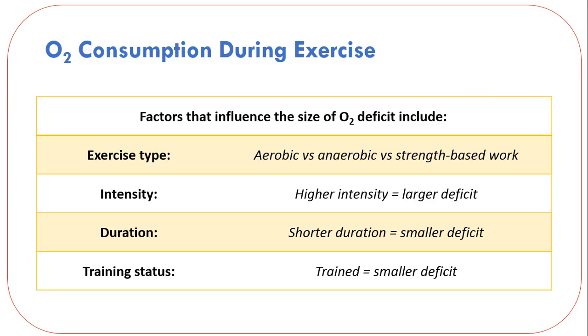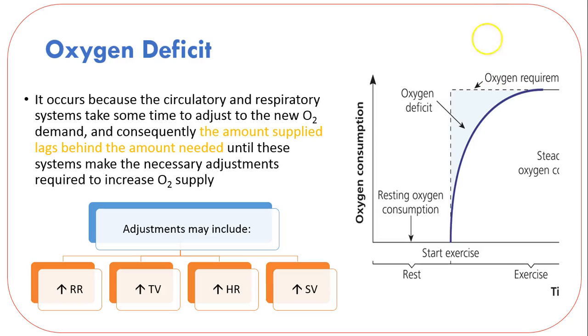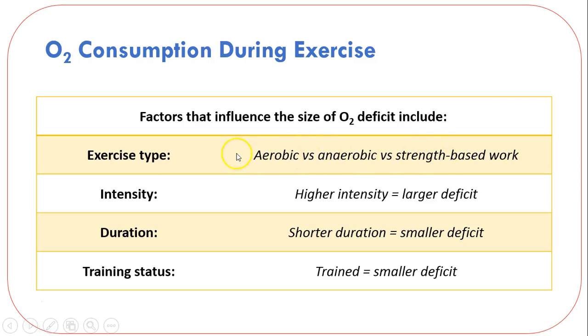How long we spend in this period, so how long we actually spend with our deficit being this large, and the size of this depends on how hard we're working, our training status, those sorts of things. It depends on what sort of exercise we're doing. So if we're doing aerobic work, it can be easier for us to meet the demands of the exercise. If we're doing anaerobic work, that's higher intensity work, it can be harder for us to meet the oxygen requirements, so we have a greater oxygen deficit.